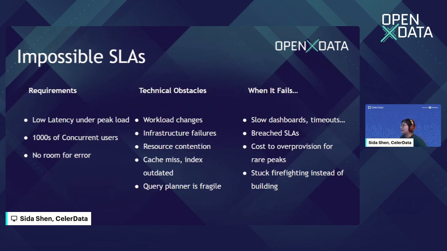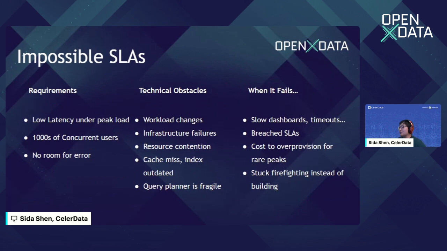And when it fails, you run into slow dashboards and timeouts, and you breach SLAs. Also, if your system doesn't scale well, you have to over-provision for those rare peaks. You end up with your team stuck firefighting instead of actually building and serving your customers. So customer-facing analytics is very, very difficult to do.